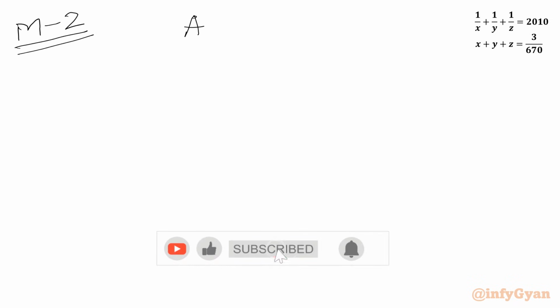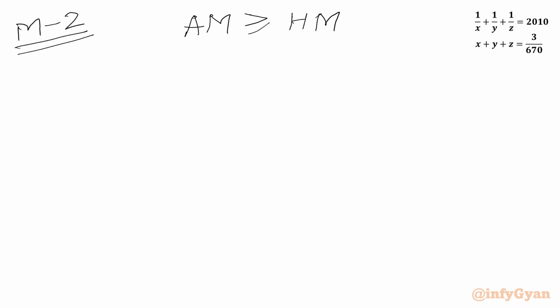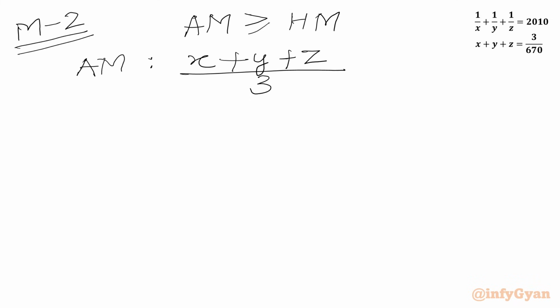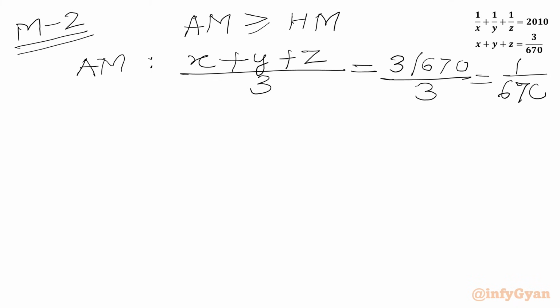Here we will be using AM greater than or equal to HM inequality. So we can find the value of AM. As we know, it is the average of all the three numbers. So I will write here AM value. Let's find out. We will get x plus y plus z divided by 3. This is our AM. As per our equation 2, numerator is 3 over 670. Denominator is 3. We will get 1 over 670.